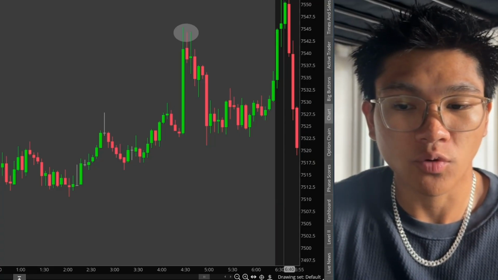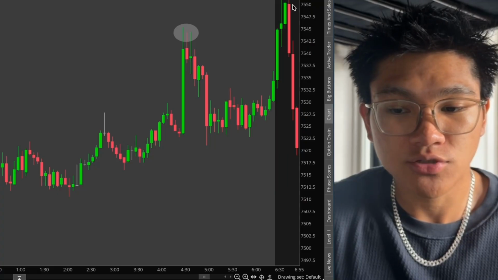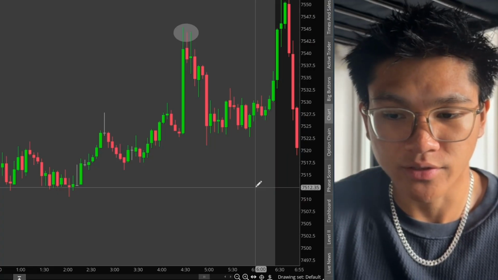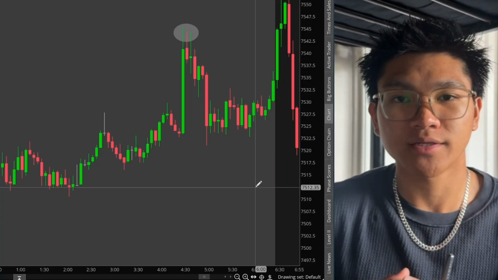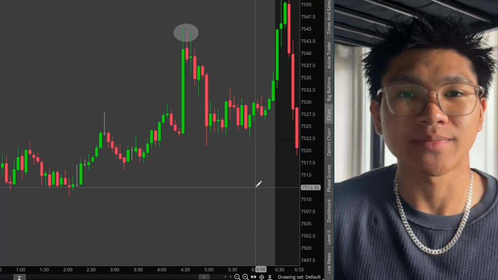At the same time, we're of course going to mark out the high, which led to the lowest low, which is this right here. So this is essentially how we find our bias, and it's the direction that we're going to be taking trades in.